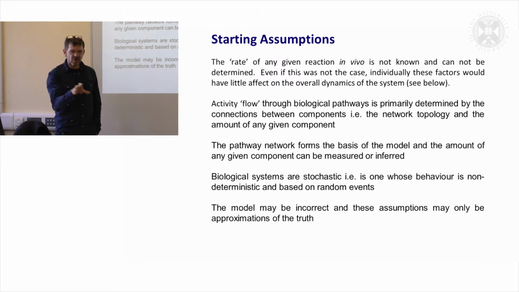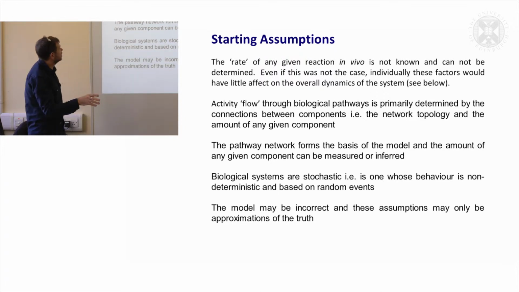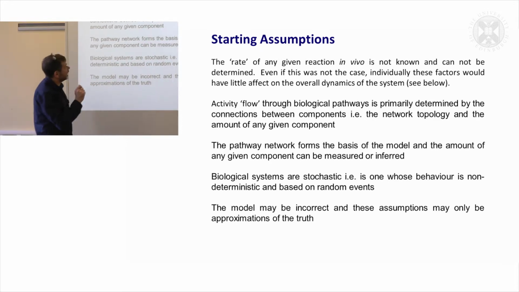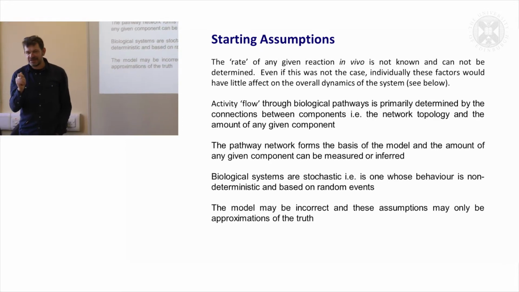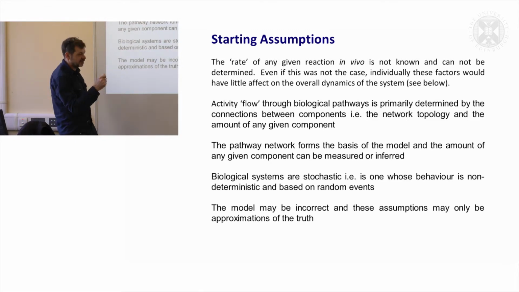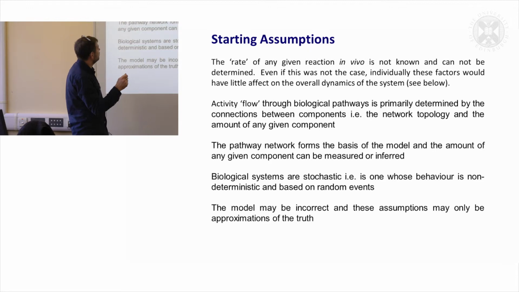In any of this kind of modeling world, you have to have assumptions. Assumptions are very important. So we are saying that the rate of any given reaction in vivo is not known and cannot be determined. Well, they can be determined, but it's really hard work to do it. And even once you've determined that reaction, it's often in a test tube, not in a cell. And how things work in a test tube is not the same as how they might work in a cell. So even though you might spend a lot of time getting the reaction rate, it probably doesn't matter.